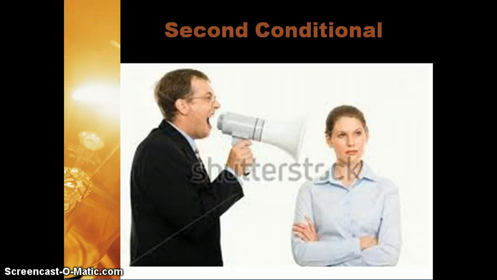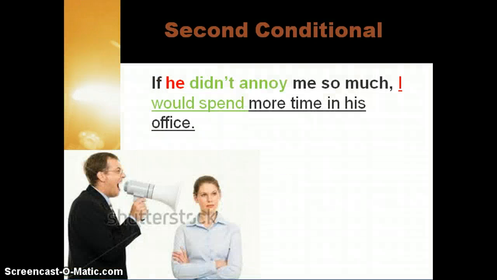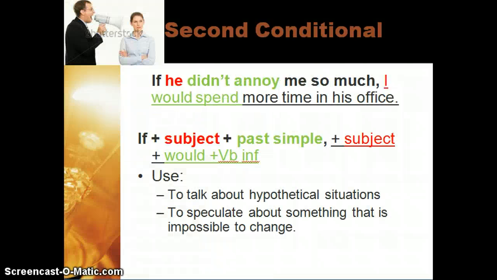In the second conditional, let's have a look. Here you've got a picture of a man shouting at a person, and this woman doesn't seem to be happy, okay? And she's thinking, if it didn't annoy me so much, I would spend more time in his office. So we use it to talk about hypothetical situations or to speculate about something that is impossible to change. As you can see, this man is impossible to change, so this woman is dreaming, if it didn't annoy me so much, I would spend more time in his office.